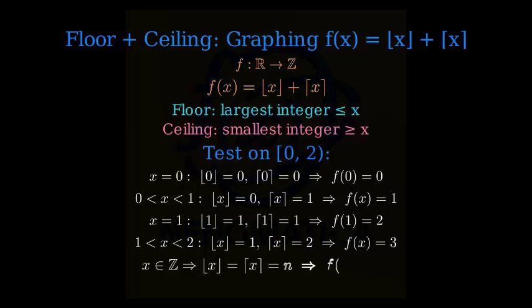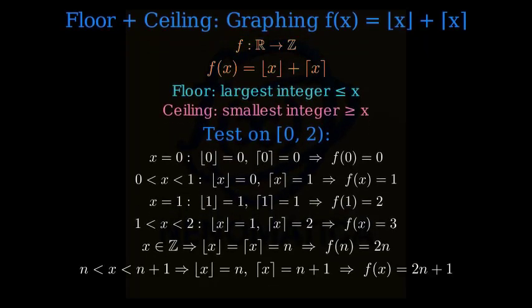When x is an integer, say x equals n, floor and ceiling both equal n, so f of n equals 2n. When x is not an integer and lies strictly between n and n plus 1, floor of x equals n, ceiling of x equals n plus 1, so f of x equals 2n plus 1.